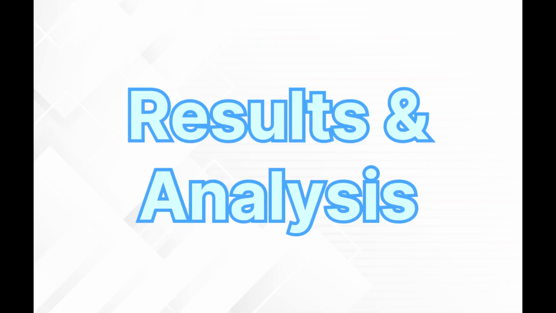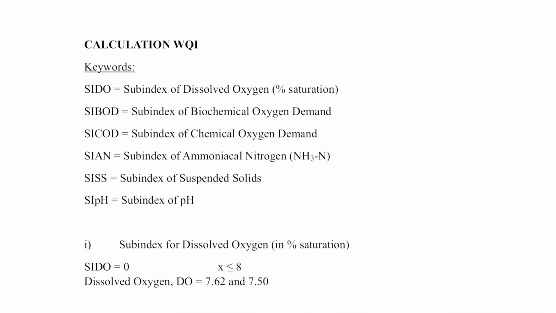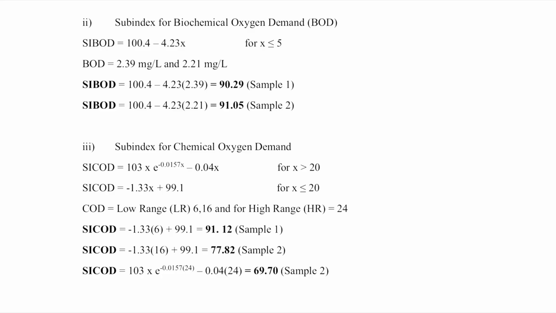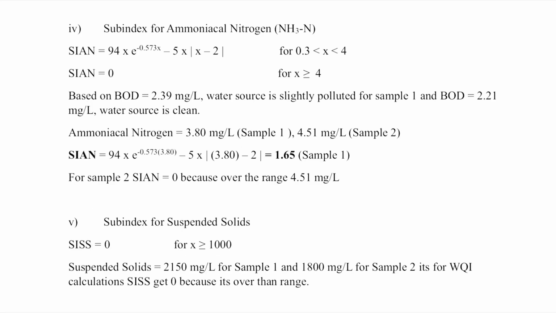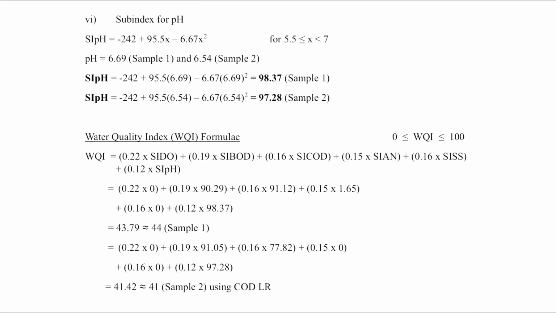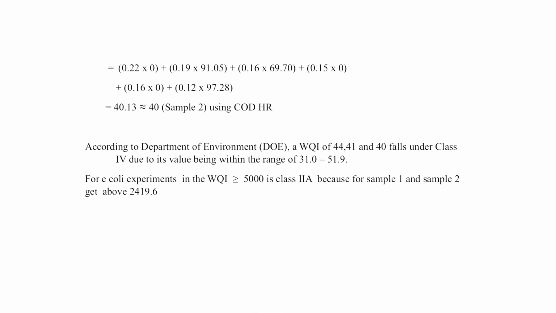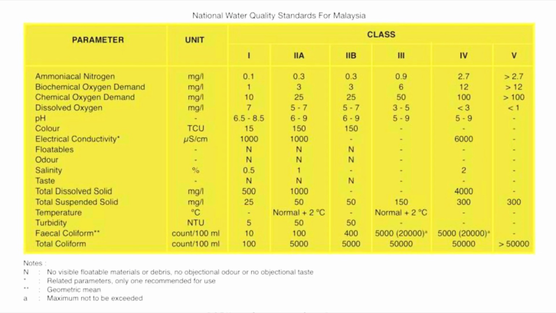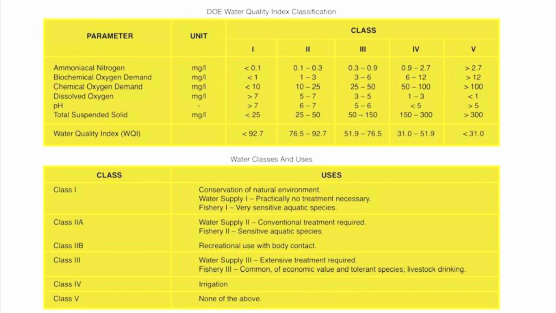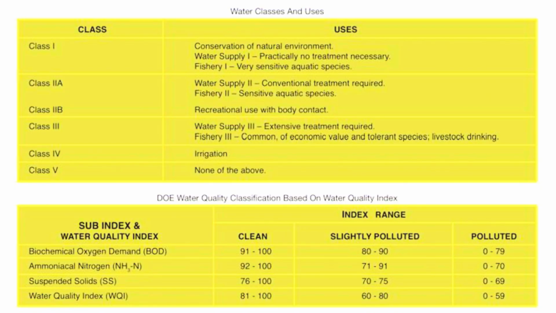After conducting all the experiments for the WQI parameters, we will check the results and analyze them according to the water quality index. We will do calculations for dissolved oxygen, biochemical oxygen demand, chemical oxygen demand, ammoniacal nitrogen, suspended solids, as well as pH, and we will calculate all of the given sub-indexes in the WQI formulae. According to the formula, we know that the lake is classified under Class 4 due to its WQI range being between 31 to 59. These are the Department of Environment parameter set that we use for checking the WQI.